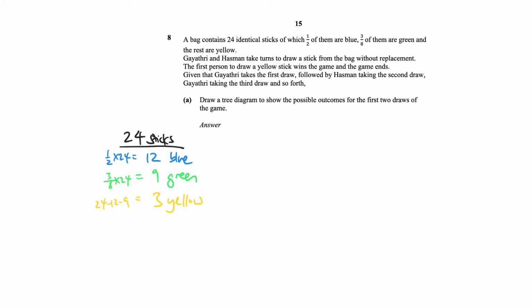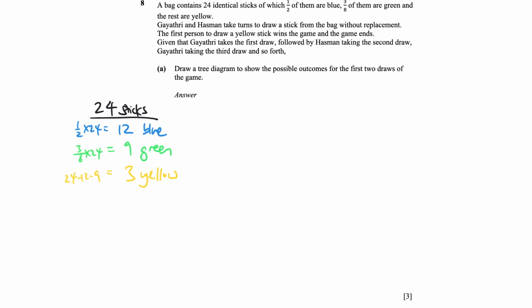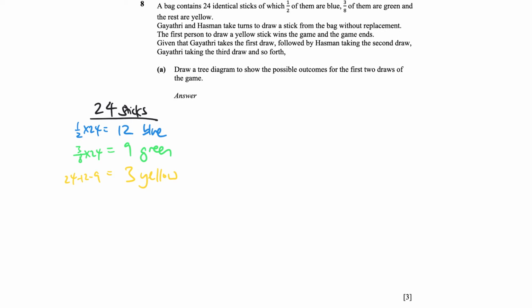And then two people, Gayatri and Hasman, take turns to draw a stick from the bag without replacement. And the first person to draw a yellow stick will win and the game ends. So given that Gayatri takes the first draw and then Hasman takes the second draw and so forth, draw a tree diagram. So the first draw really is by whom? Gayatri. So we can say Gayatri takes the first draw.